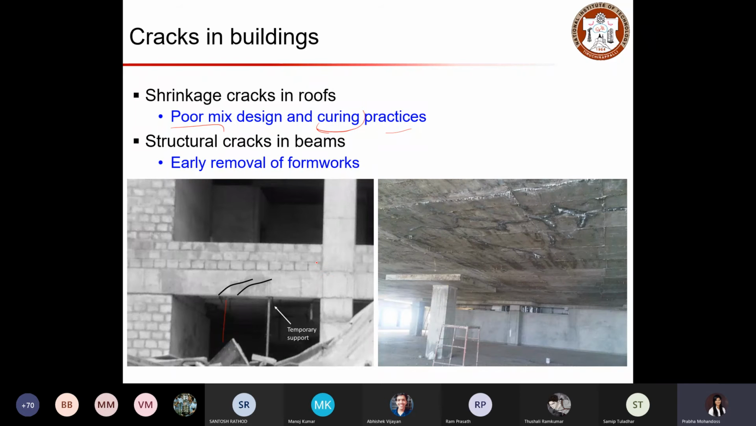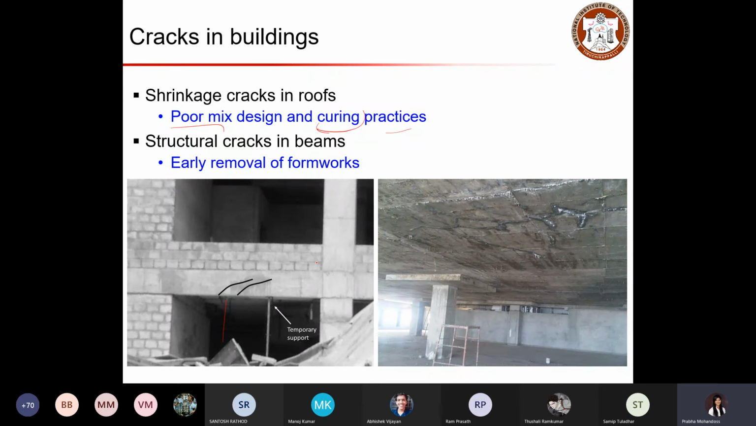You can observe these types of cracks in any new construction that is going on. When you are placing concrete, in practice we tend to use more cement and improper curing. If you have a large paste content, that has a tendency to cause plastic shrinkage. So when there is moisture loss due to evaporation, that is going to cause shrinkage cracks in roofs.